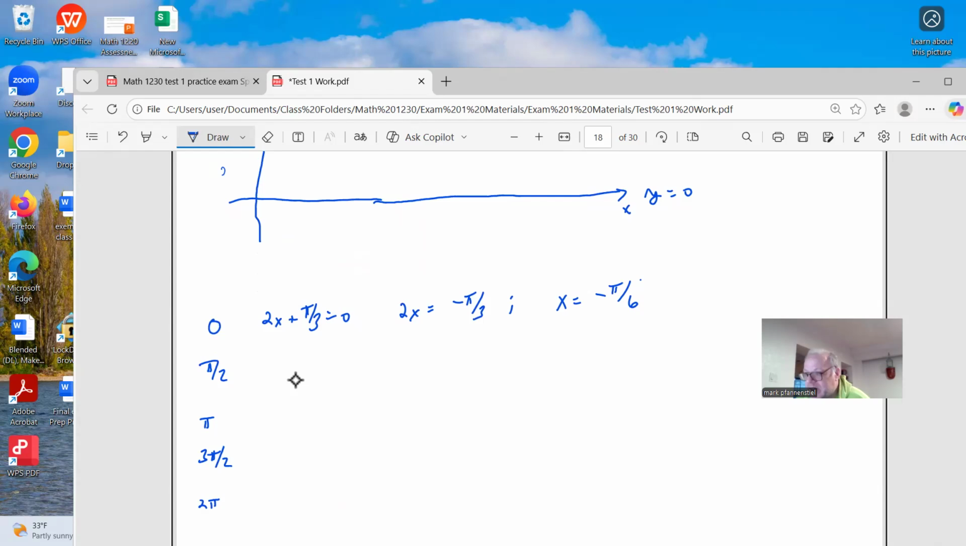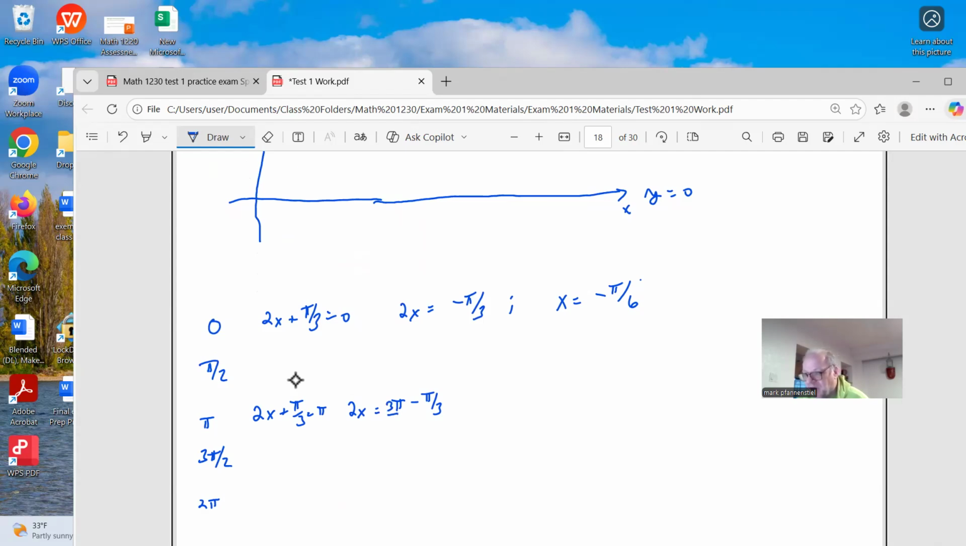The next thing we're going to do is say, and you don't have to do these in order, we could say this is 2x plus pi over 3 equals pi. I skipped the pi over 2 for a moment. We're still working through this. So we're going to say this is 2x is equal to pi minus pi over 3.